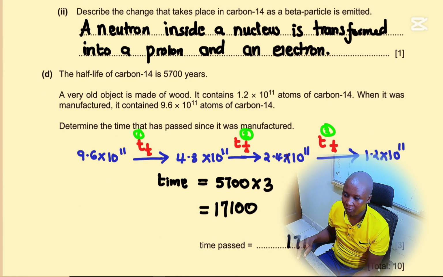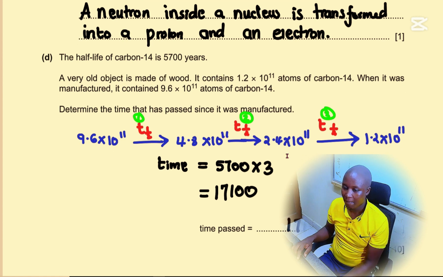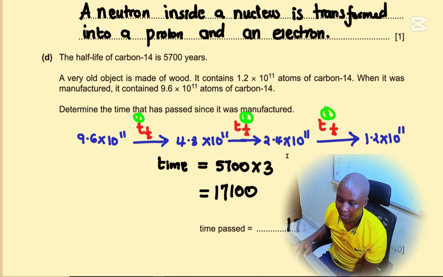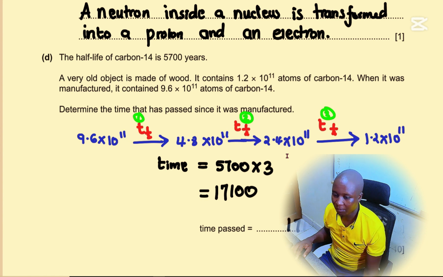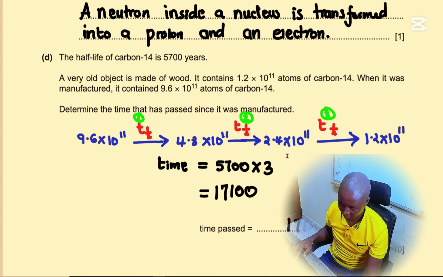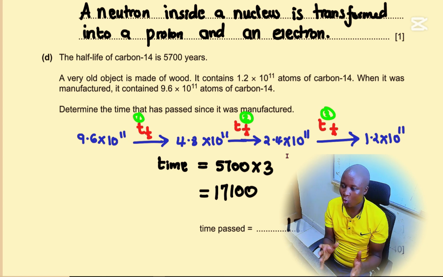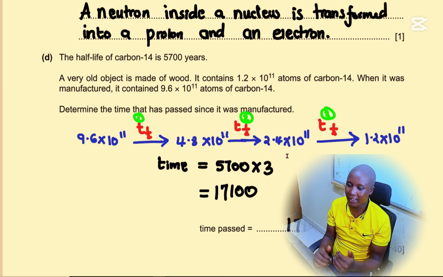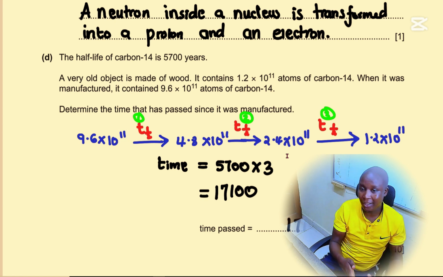Half-life of carbon-14 is 5,700 years. A very old object is made of wood containing 1.2 atoms of carbon-14. When manufactured, it contained 9.6 times 10 to the power 11 atoms. But now it has 1.2.